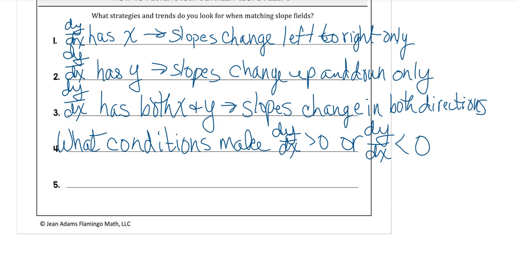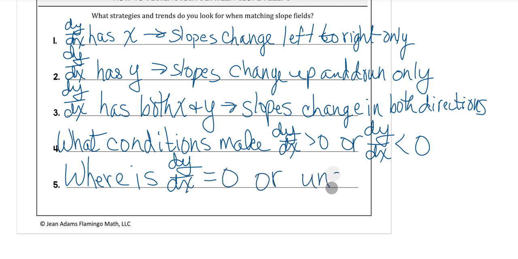And then, of course, another very important one, and this is usually the one that I start with, is where is dy dx equal to 0 or undefined? Because it makes nice sections of the graph easy to point out. Because then you're looking for horizontal tangent lines in the case of dy dx equal to 0, and blank spaces if dy dx is undefined.